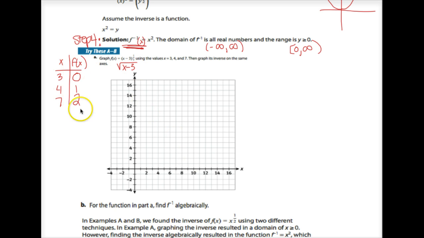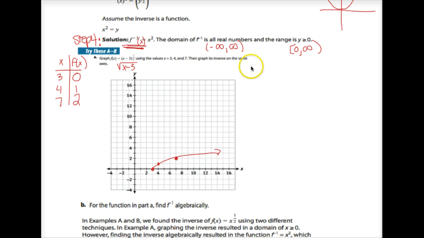So we can plot these 3 points, (3, 0), (4, 1), and (7, 2), and that's going to give us our function. We should have been able to graph that without making a chart, because this is a horizontal shift right 3 of our parent graph, so that would give us the answer as well. The reason they had us do it this way is so that we have the ordered pairs already listed for when we go to do the inverse.